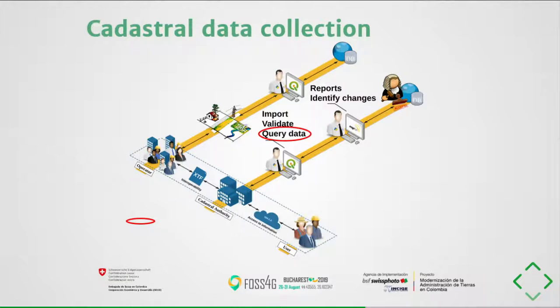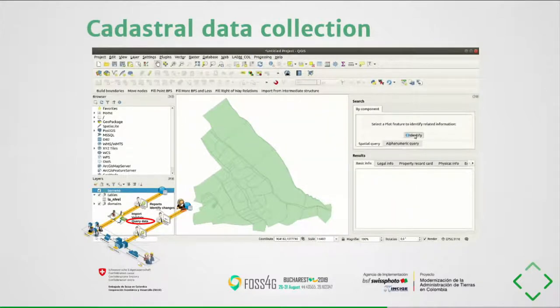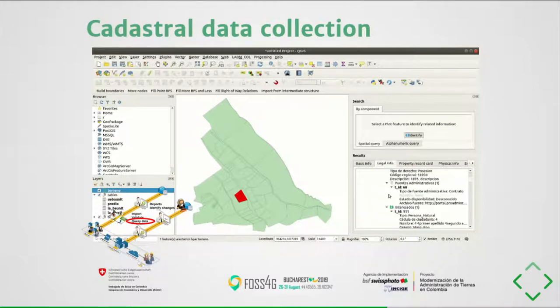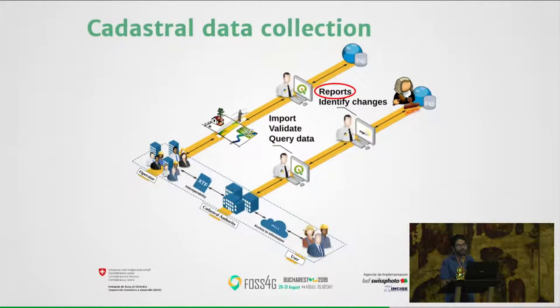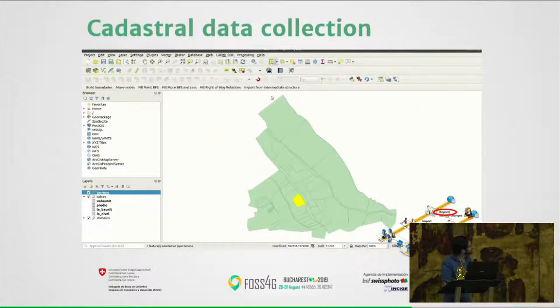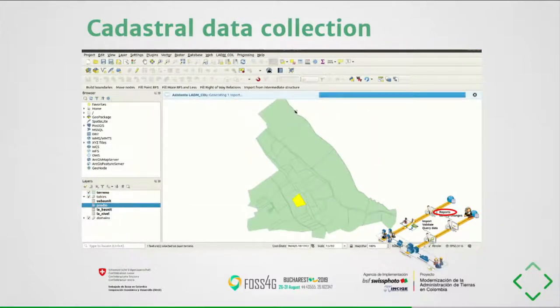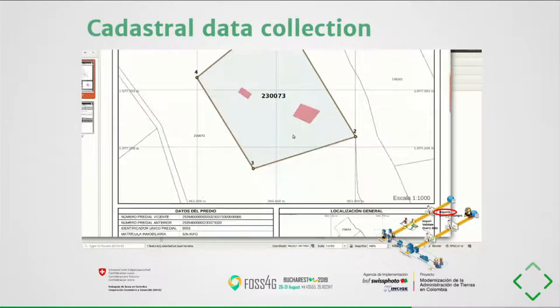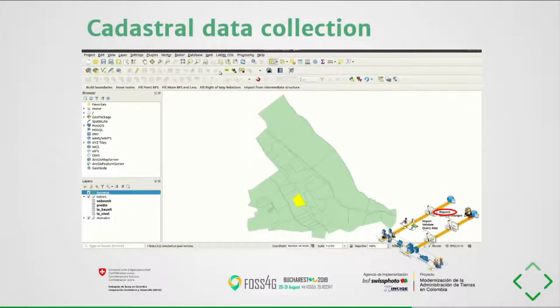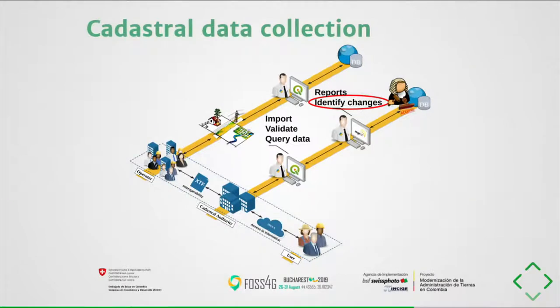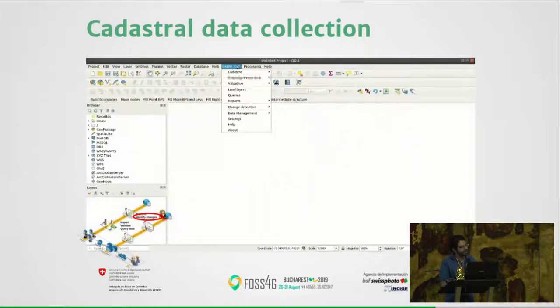On the other hand, the cadastral authority receives the data from the operators, validates the data both automatically and in an assisted manner. And if they find any issue, they return the data to the operator. Once the authority gets valid data, they generate reports, like those. And also identify changes comparing both collected and official data sets, like we see here.